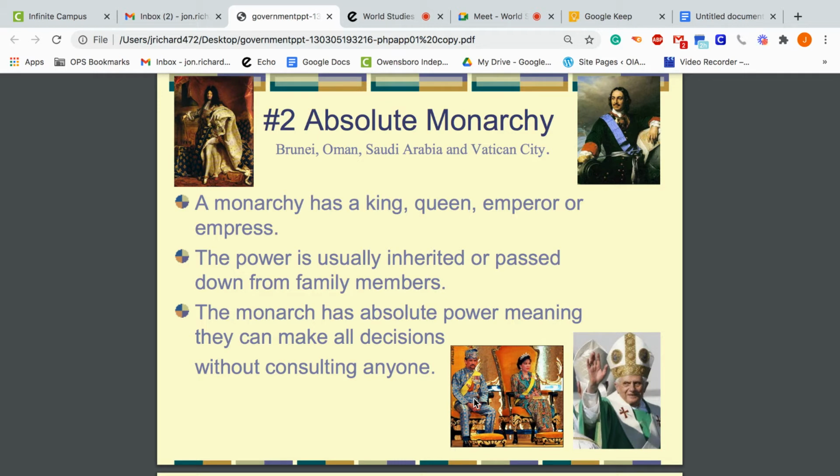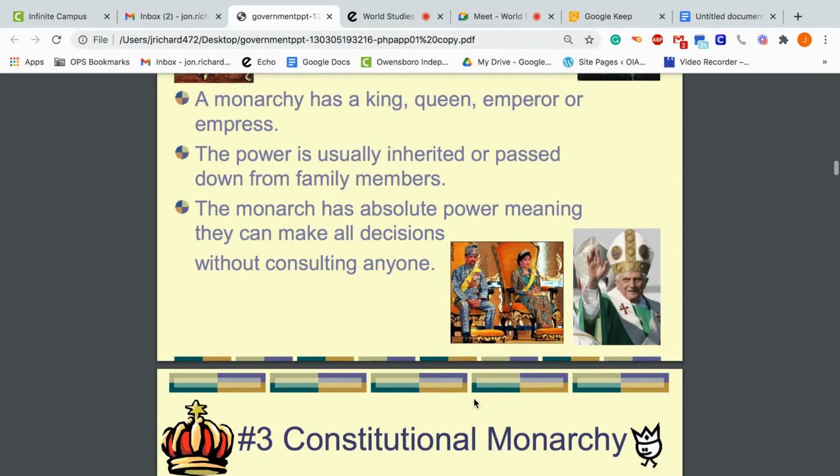So C, monarch equals absolute power. The monarch does not need to consult anyone. If they make a choice, it happens. And these actually still exist today: Brunei, Oman, Saudi Arabia, the Vatican City. These are absolute monarchies in which there is someone at the head of the state, of the government, that has absolute power and gets to pass down their power.